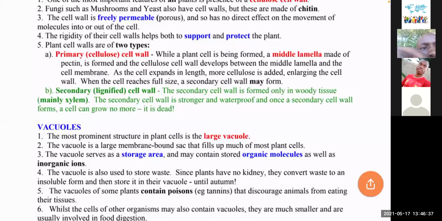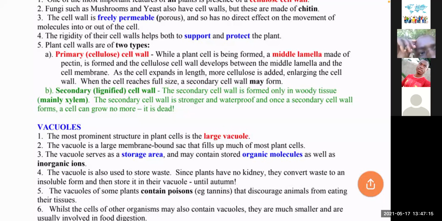So yes, I was on the primary cell wall. I was explaining that while a plant cell is being formed, a middle lamella made of pectin is formed, and the cellulose cell wall develops between the middle lamella and the cell membrane. As the cell expands in length, more cellulose is added, enlarging the cell wall. When the cell reaches full size, a secondary cell wall may form. So the secondary cell wall forms only after a cell reaches its full size.